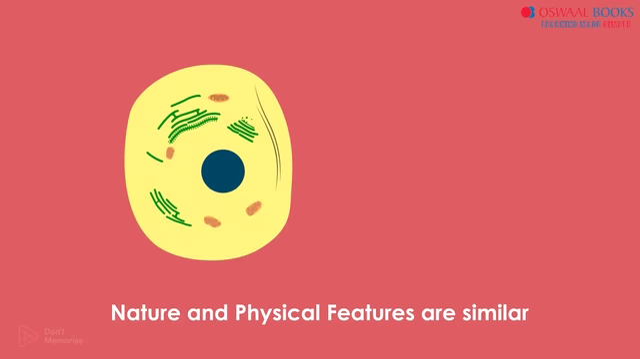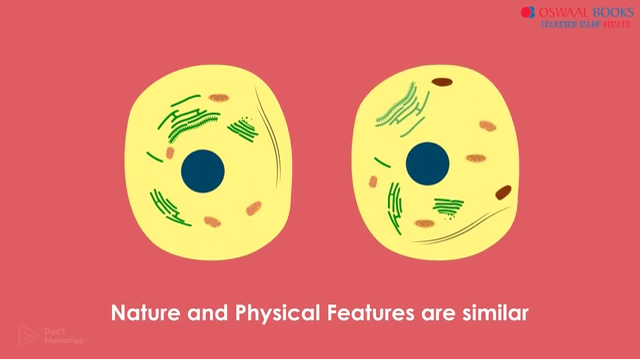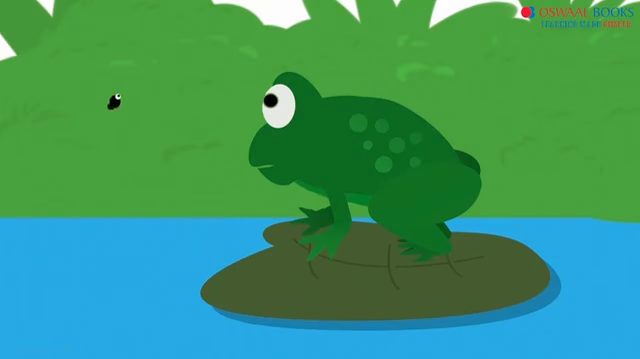When the DNA of a cell replicates and forms a new cell, the nature and physical features of both the cells will be similar. We will understand this better with the help of an example. Take a close look at a frog.